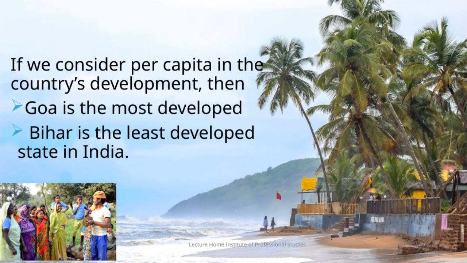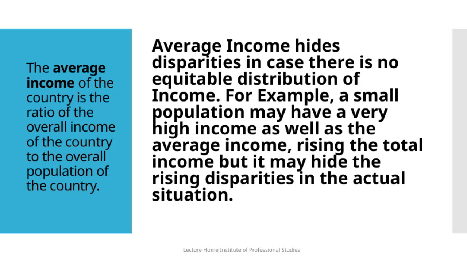Let's talk about how the average income can sometimes be misleading when we look at disparities. Even if the average income of a country seems high, it might hide significant inequalities in the distribution of wealth. For example, a small group of people might earn very high incomes, which raises the overall average, but this doesn't reflect the reality for the rest of the population. So, the average can give us a general idea, but it doesn't tell the full story about income equality.